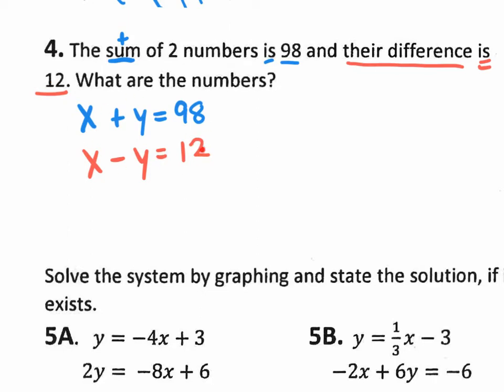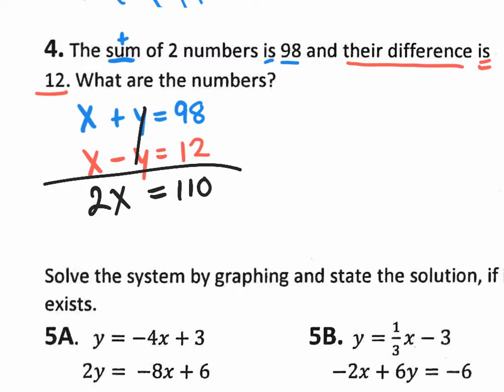So now that I have this set up, I'll be able to combine the lines, linear combinations. The y's eliminate. x plus x is 2x. The equal sign comes down. And 98 plus 12 is 110.